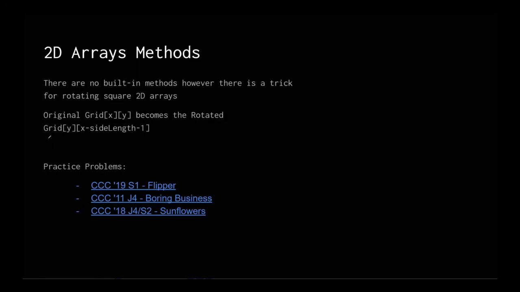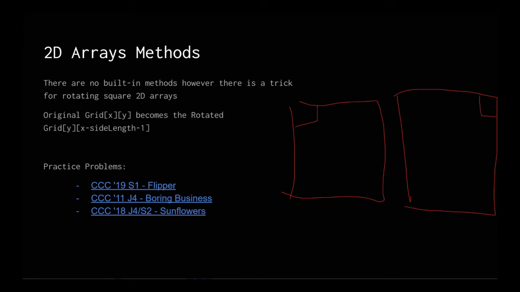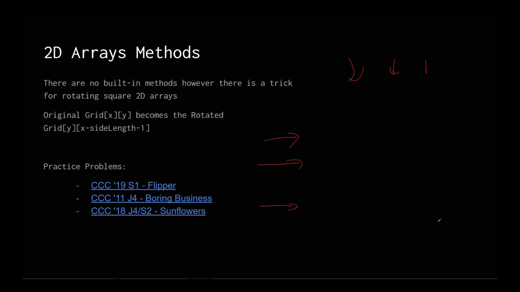What you do is that you basically go, like if you want to rotate 90 degrees, you go grid y, x minus side length minus 1. Think of it as this element gets rotated by 90 degrees to this element. So you're actually rotating it like this, or you can rotate to the corner. And every other element gets rotated in a similar fashion as well.